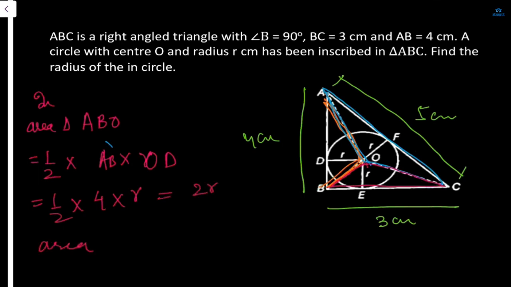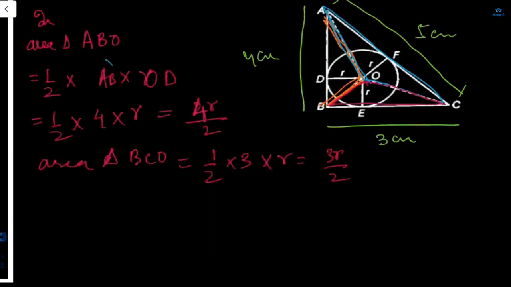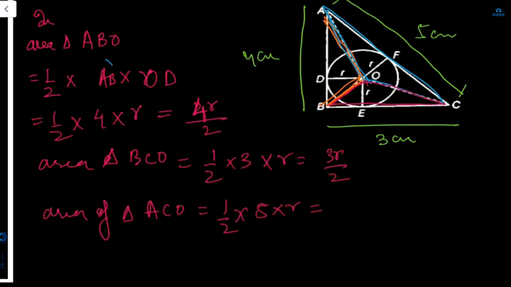Similarly, the area of triangle BCO will be half into 3 into R. Okay, do this here: keep it as 4 by 2, it will be easy for the calculation ahead. So 3R upon 2. Now the area of triangle ACO, half into 5 into R, that will be 5R by 2.